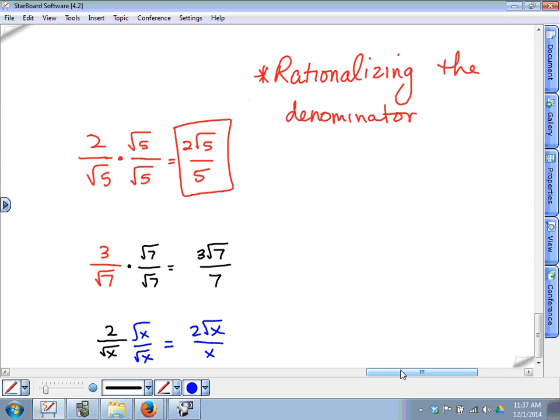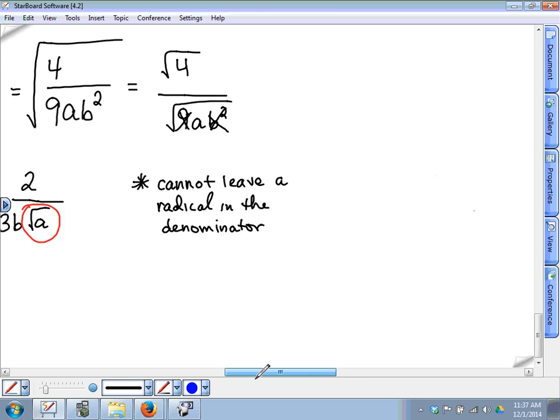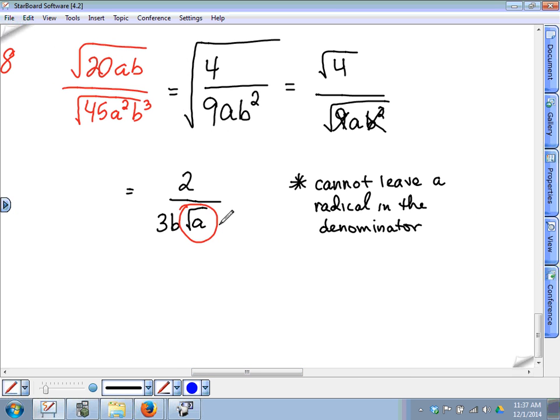So let's go back to the problem we were just working on. Didn't we have like a square root of a in the bottom? Yeah. So what are we going to do with it then? Multiply it by square root of a over square root of a.